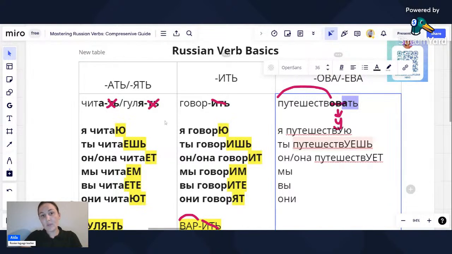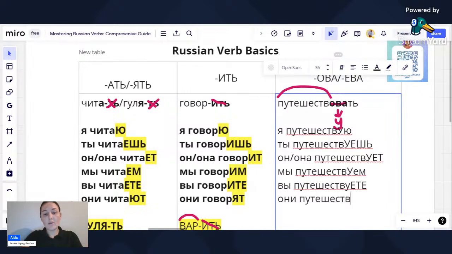So we change this verb like verb of the first group. We have suffix ova. We need to cut this suffix. And instead of this suffix, we have to use suffix у. Он, она путешествует. Мы путешествуем. Okay. Вы путешествуете. Они путешествуют. Okay. So let's have a look one more time.